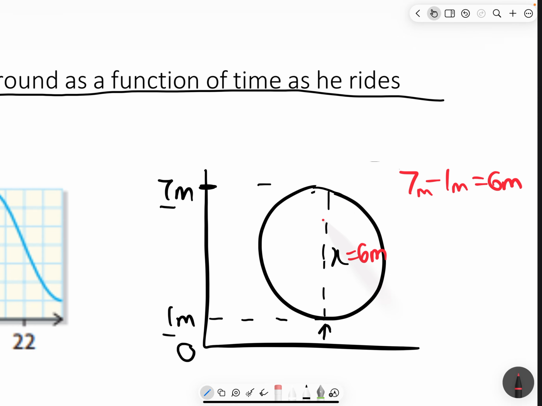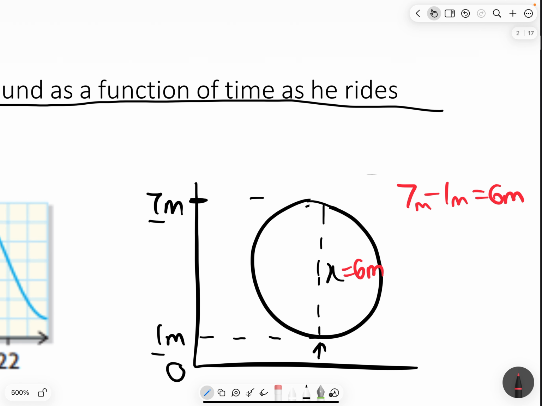It gave me the actual size of the circle, the height of the actual Ferris wheel, not how much it's been lifted above the ground, and not how much you can reach maximum above the ground. This gave me the height of the circle itself.